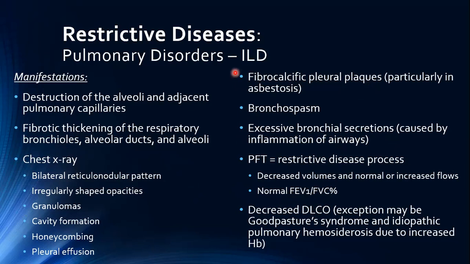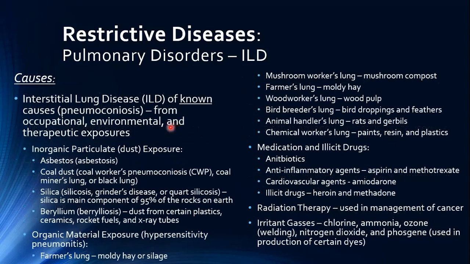Now, I'm going to show you. What you need to know about this one the most is that it's coming from your exposures, okay? You get this mainly from your exposures, and here they are. You don't have to memorize them, just know that, okay, that's one of those exposures, right? Interstitial lung disease of known causes, pneumoconiosis, from occupational, environmental, and therapeutic exposures. That's how you get ILD. For instance, you get it from asbestos, coal dust, silica, beryllium, right?